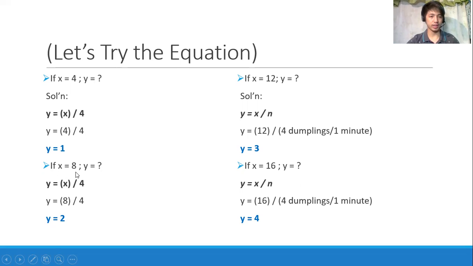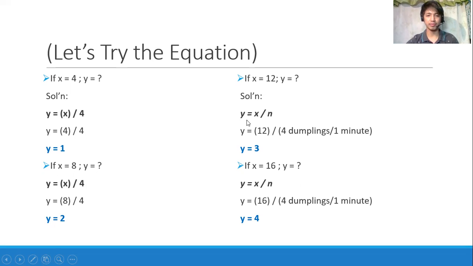If x is equal to 8, y is equal to unknown. So y is equal to x over 4. Substitute the value of x, which is 8. So y is equal to 8 over 4. That will give you y is equal to 2. And then if x is equal to 12, y is equal to unknown.